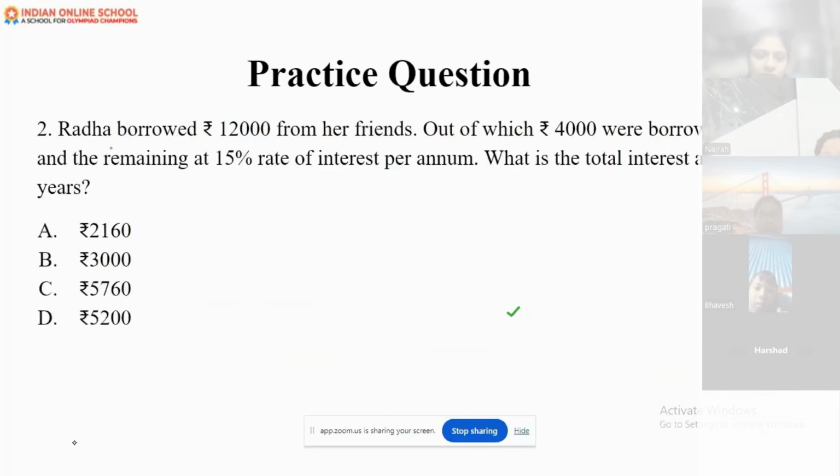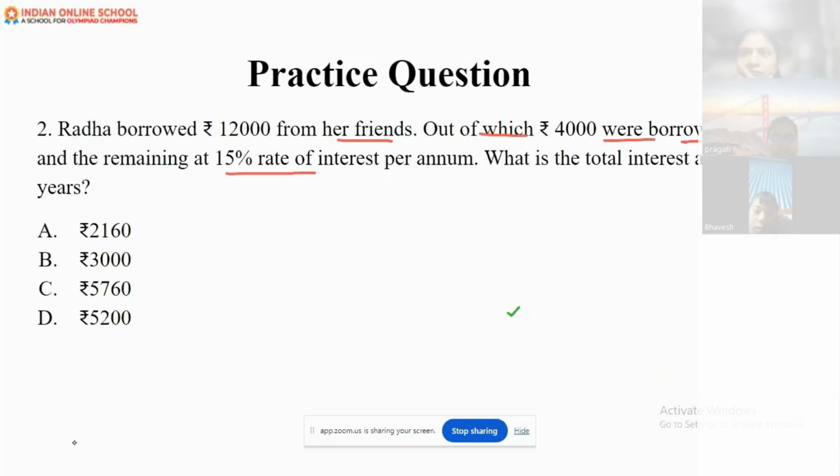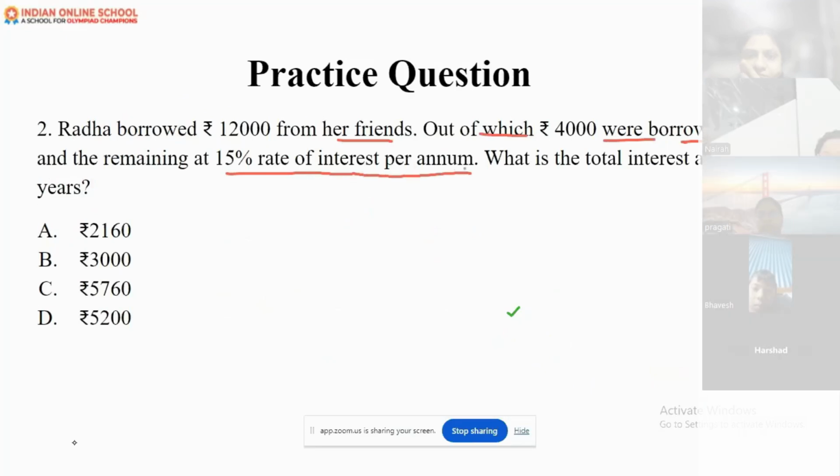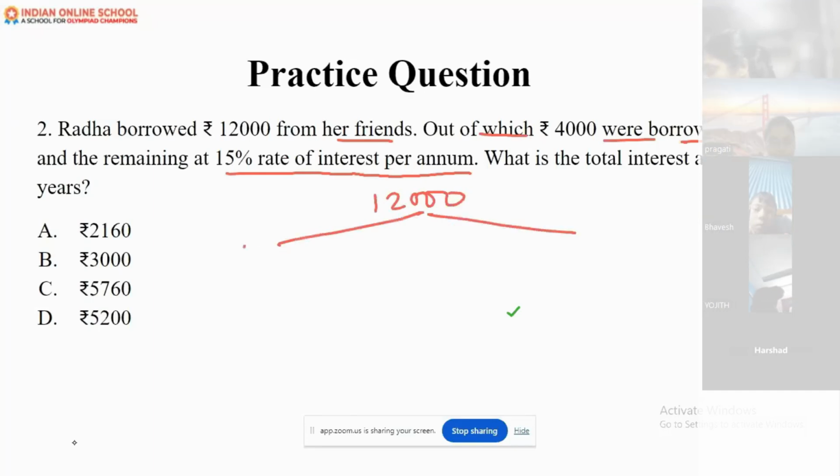Now, Radha borrowed 12,000 from his friends, out of which 4,000 were borrowed at 18% and the remaining at the rate of 15% per annum. So, how much interest will he get after 3 years? How much money do we have? We have 12,000 and first he has given 4,000, so the remaining will be 12,000 minus 4,000, which is 8,000.